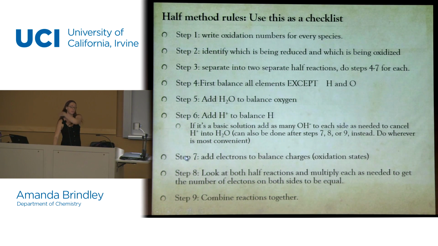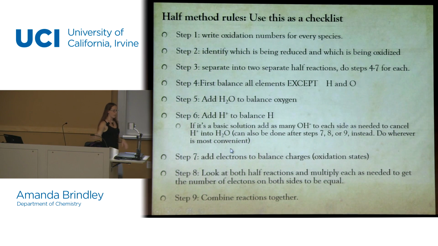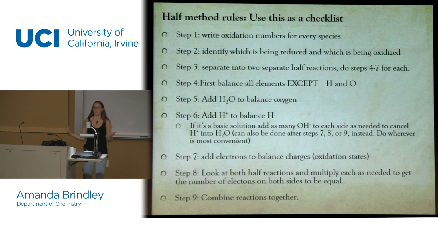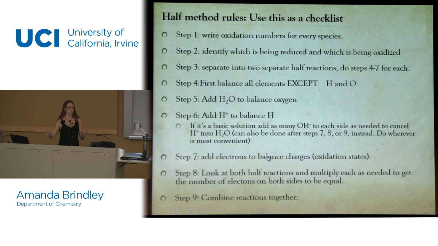That's what makes this different from a normal balance. You add your electrons to balance your charges. You look at your charges on one side, your charges on the other, and you add the right number of electrons. Step 7 is the one that's easier in your half reaction method than it is in the leaving it together method. Here it's a little bit like, okay, it's just one more thing to add.